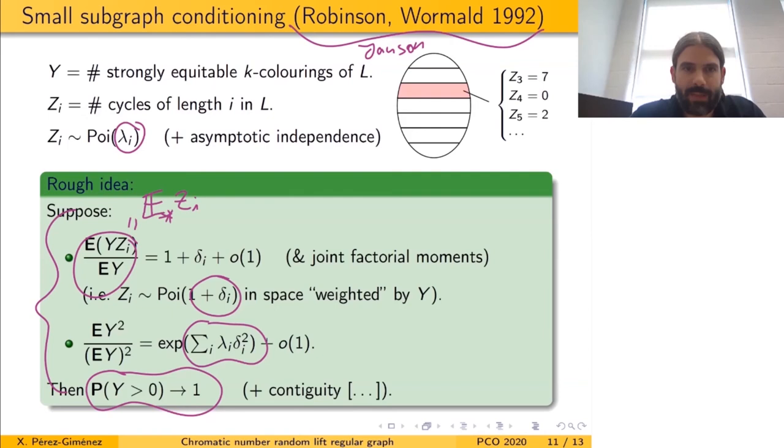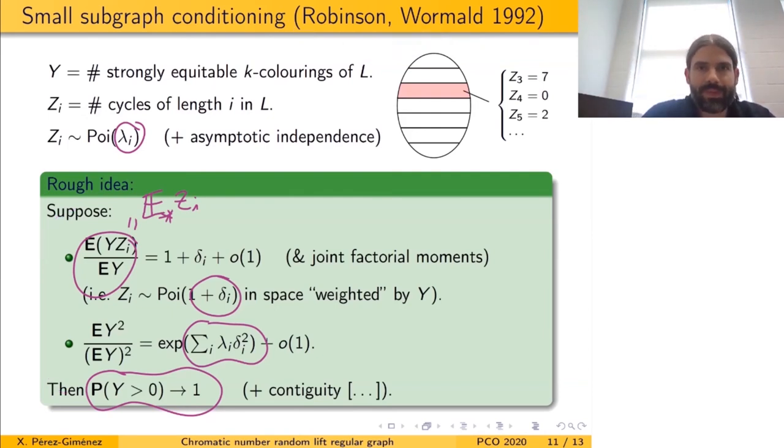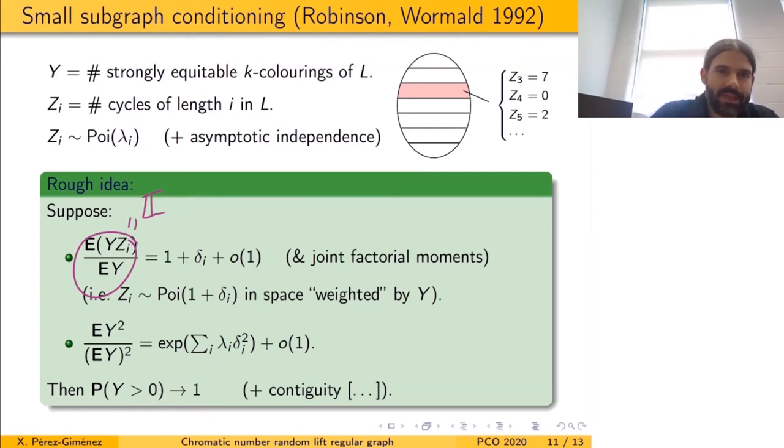And I just want to use a couple more minutes. So now we've computed the moments of the X and the Y, but it turns out that we have to compute more moments here. So there's more work that needs to be done. These kinds of joint moments are weighted: I'm weighting the cycle counts by Y.